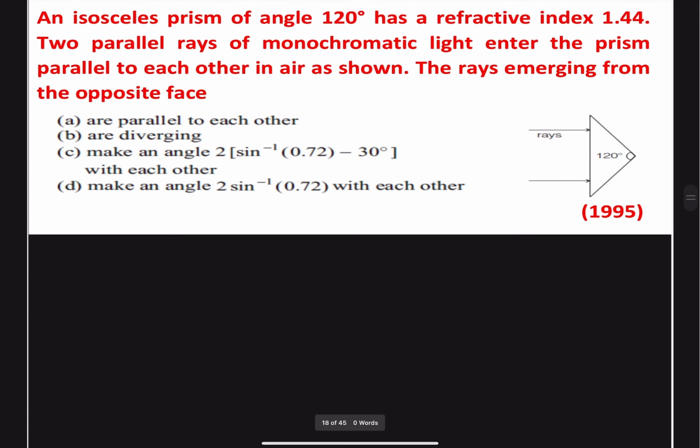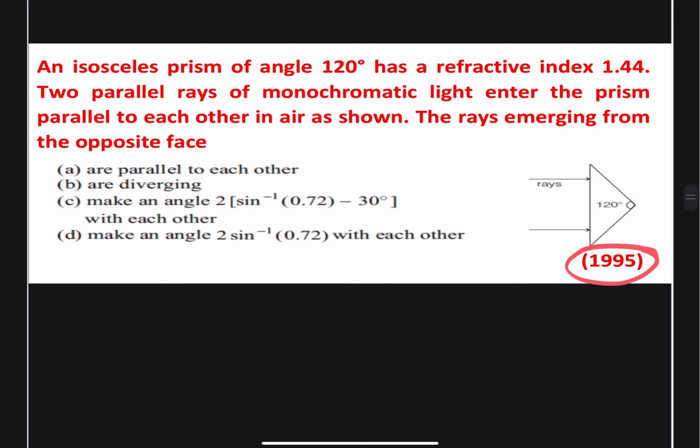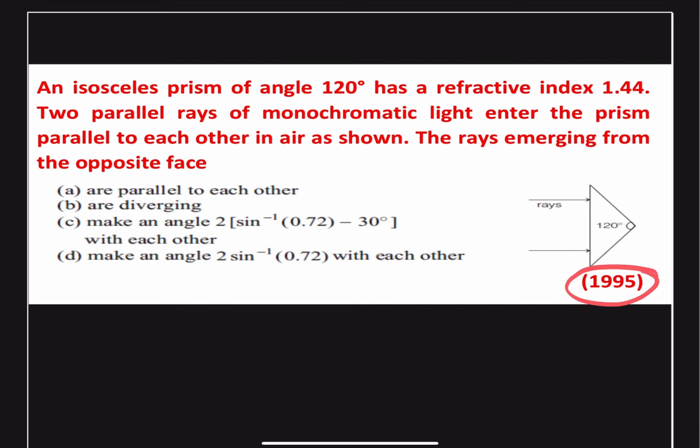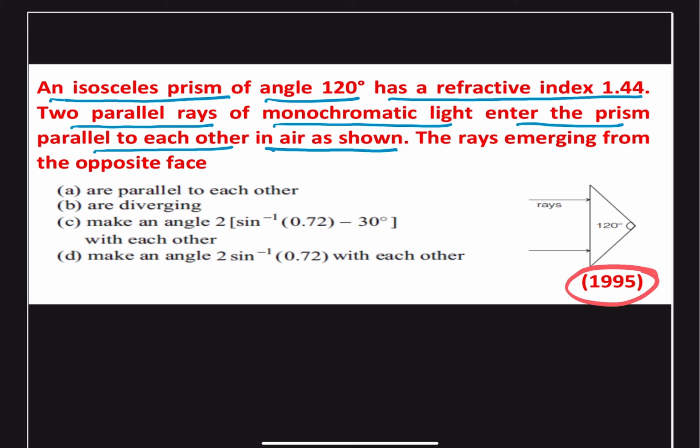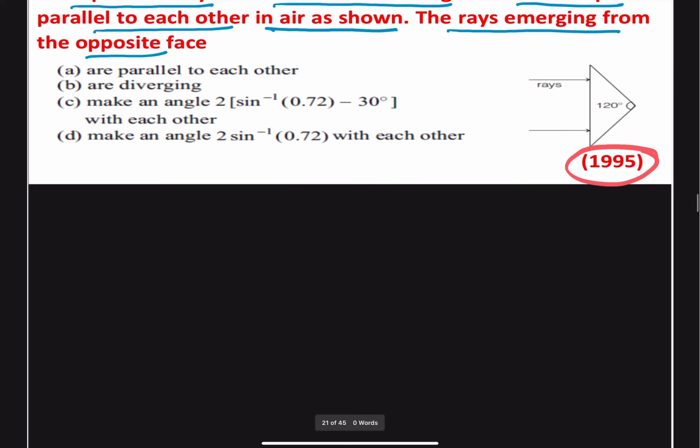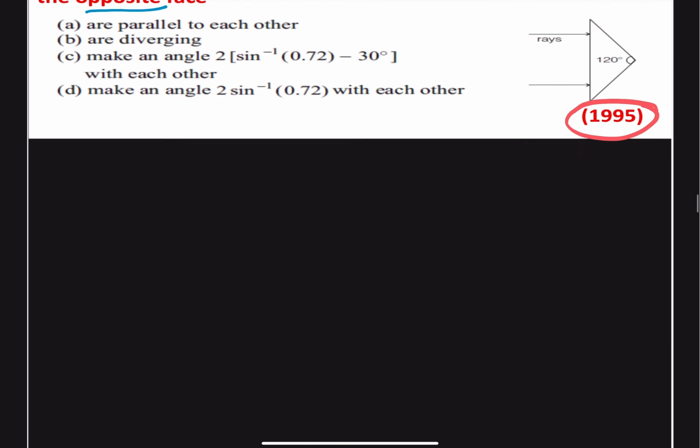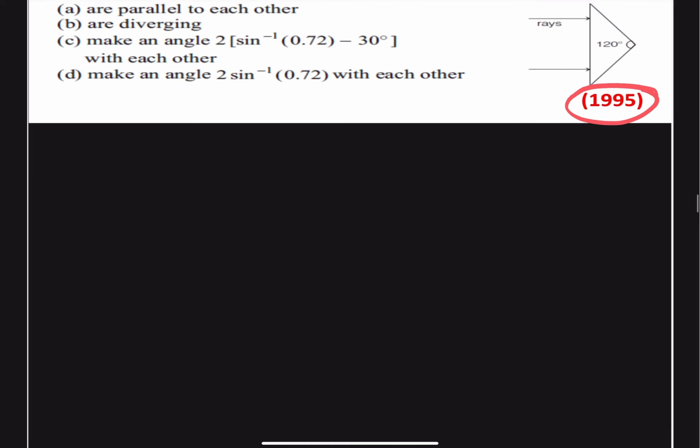Next question. It was asked in the year 1995, and it states that an isosceles prism of angle 120 has a refractive index of 1.44. Two parallel rays of monochromatic light enter the prism parallel to each other in the air as shown. The rays emerge from the opposite face. So there are four options. First one is parallel, second diverging, and the last two are the angles they are forming with each other. So for that we have to draw an approximate ray diagram. So let's draw the approximate ray diagram for that.